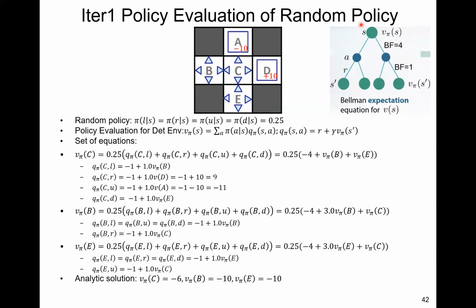So in terms of the backup diagram, from a given state S, you'll have a branching factor of 4 because the agent has a choice among the 4 actions. From a state-action node, you have a branching factor of 1 because the environment is deterministic.